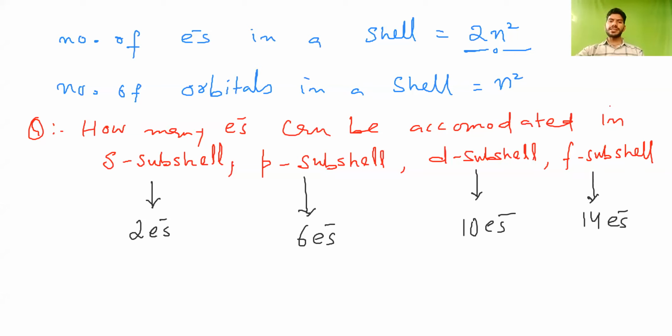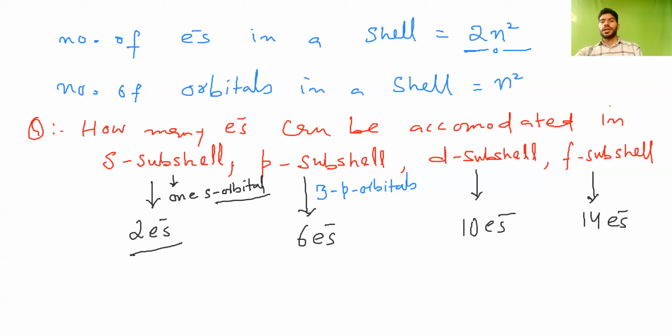Because in case of the s subshell, there is one s orbital, right? One s orbital. And I told you that an orbital can accommodate a maximum of 2 electrons. That's why there will be 2 electrons in the s subshell. But in case of the p subshell, there are 3 p orbitals, that is px, py, and pz, and each can accommodate 2 electrons. So 3 p orbitals will accommodate 6 electrons.